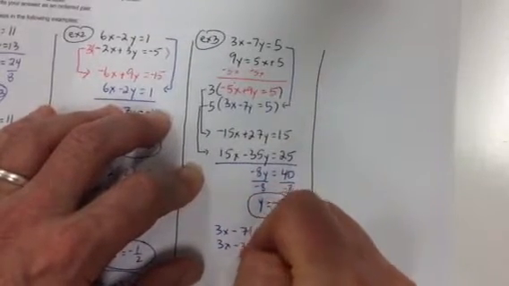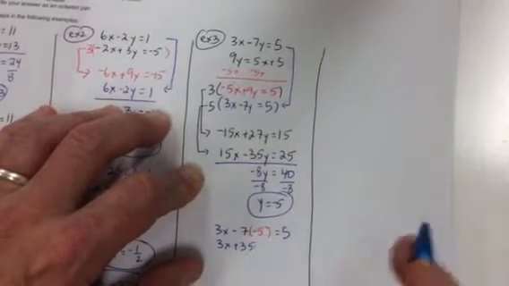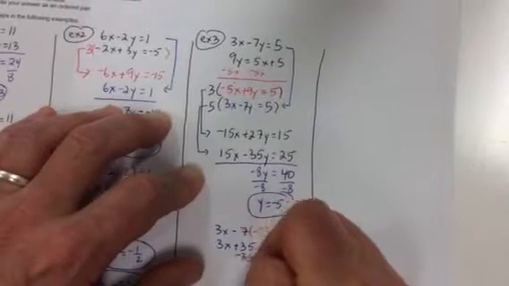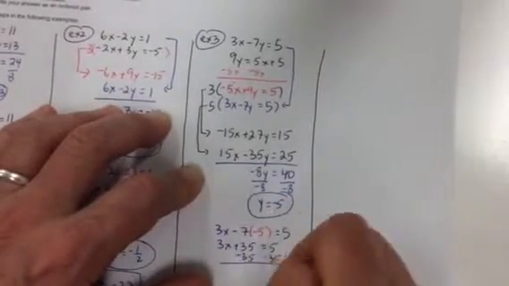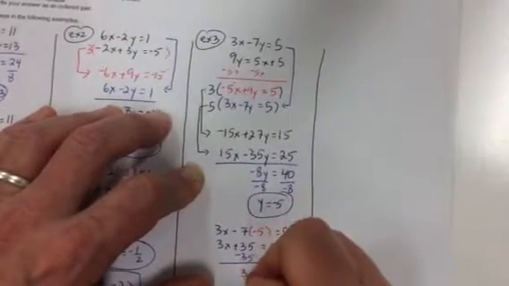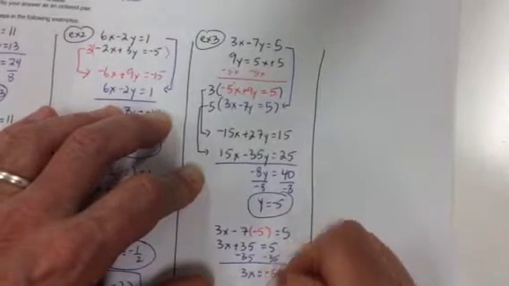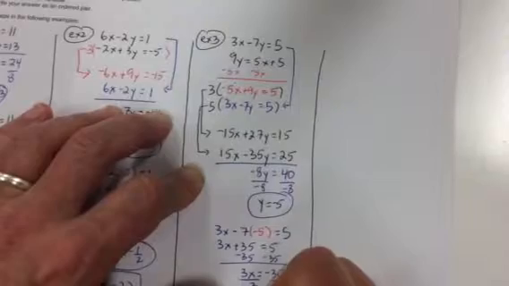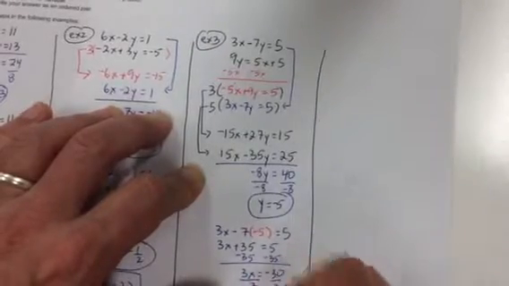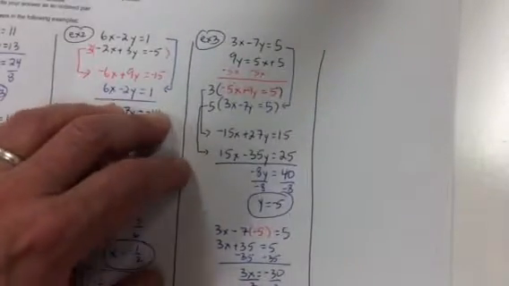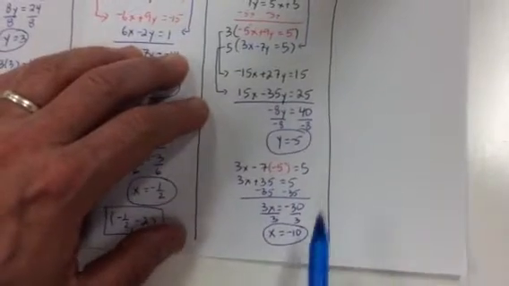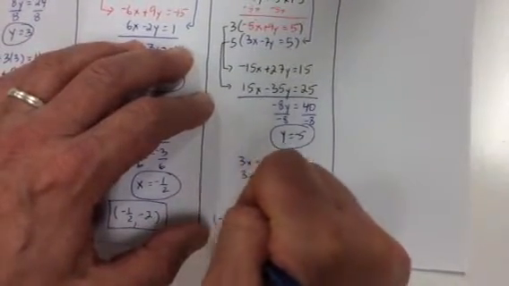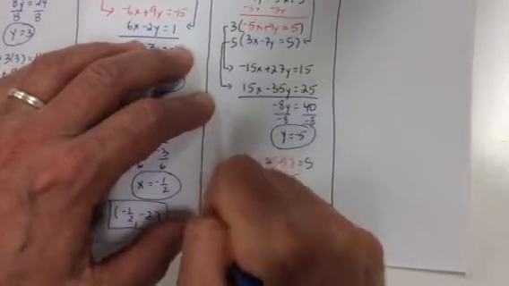Go ahead and solve this for x. 3x minus, no, plus 35, because the negative 7 times negative 5 equals positive 35. Subtract 35 from both sides. We end up with 3x equals negative 30. Divide by 3, we get x equals negative 10. Which means my final answer is going to be negative 10 comma negative 5.